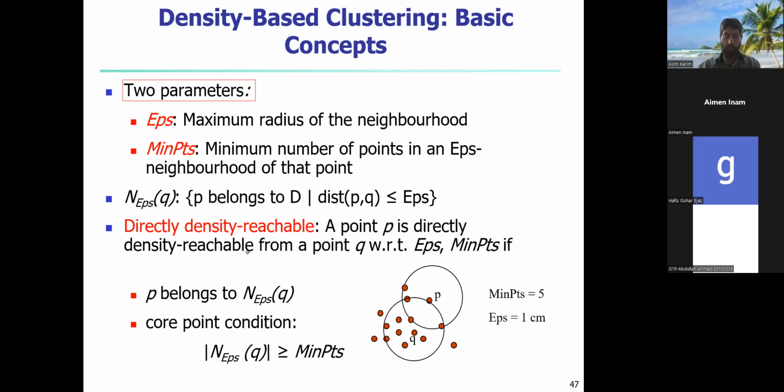For example, if you reduce EPS and keep min points fixed, there's less likelihood that that smaller region would be dense, because min points is fixed. If you increase EPS and min points is fixed, then there's greater likelihood that a region becomes dense. So you can control the density through these two parameters.